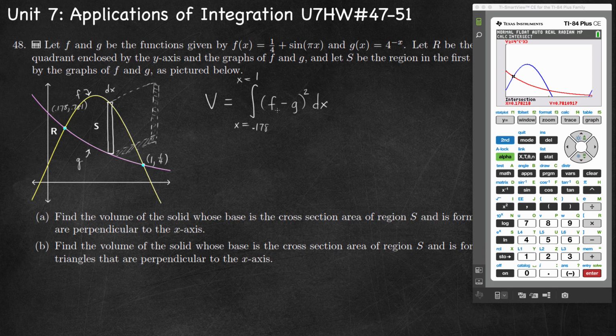And my f of x equation is in y1, my g of x equation is in y2. So I'm going to use math 9, going from 0.178 to 1. y1, actually I want parentheses here. Let's try that again. Parentheses, and then y1 minus y2, all of that squared with respect to x. And we get approximately 0.25.